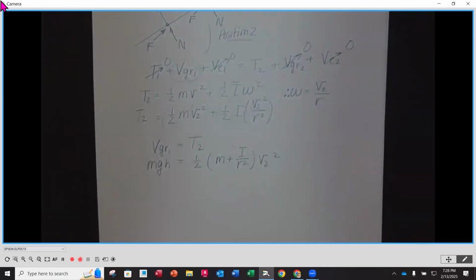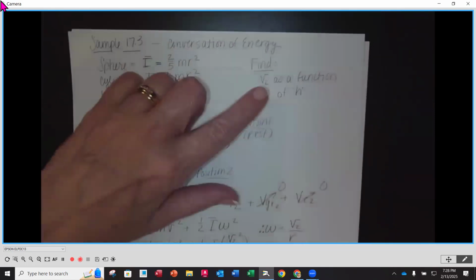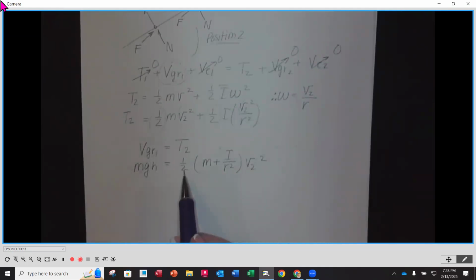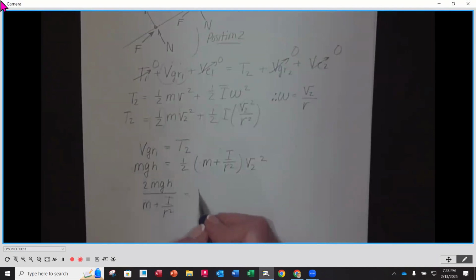Now, remember, we're trying to find V2 as a function of H. So we want to get V2 by itself. What I'm going to do is multiply the 2 up, and take this quantity and put it underneath. So that means I'm going to have 2mgh divided by m plus I over R squared, which is equal to V2 squared.